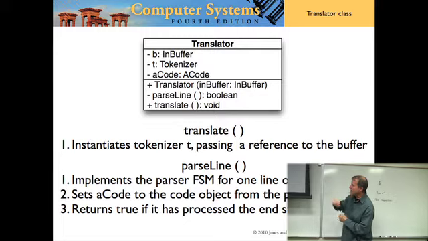Now, what else does translator have? It has a tokenizer, because tokenizer is a class, right? Are you with me? And what's the method of the tokenizer class?